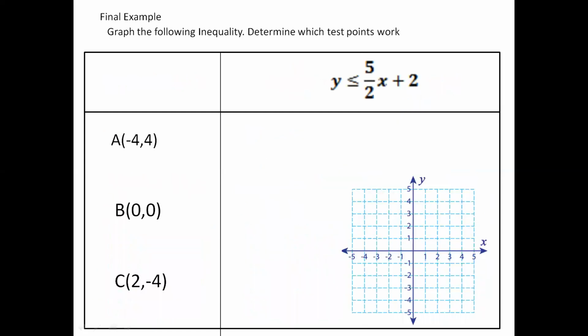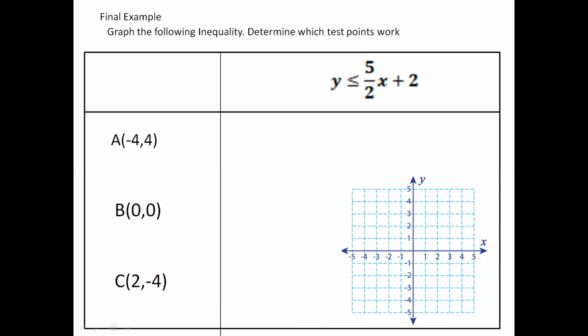Okay, so looking at our example here, it says graph the following inequality, determine which test point works. So in this case, we're given a graph and line. We want to be able to see which test point will work. And this might be a good test question because it's asking you kind of multiple things. And you got to be able to tell me where it's going to be shaded. Okay, it can be done multiple ways. I'm going to show you guys the easy way of doing this.